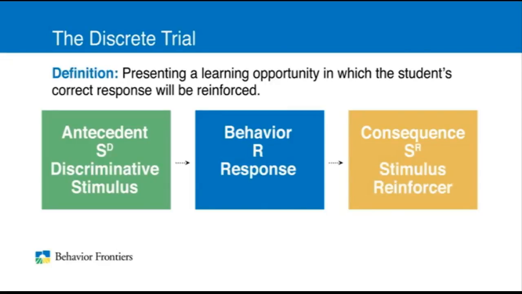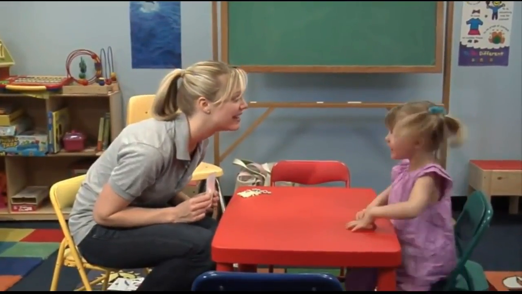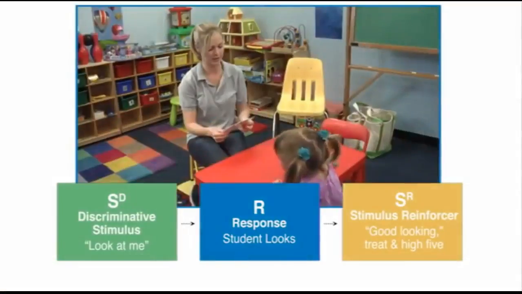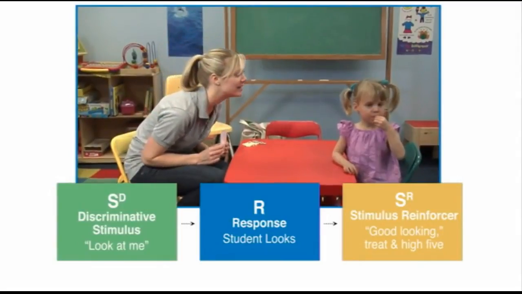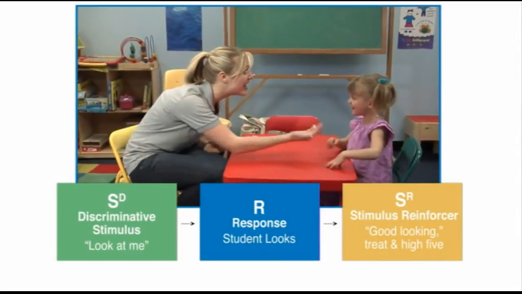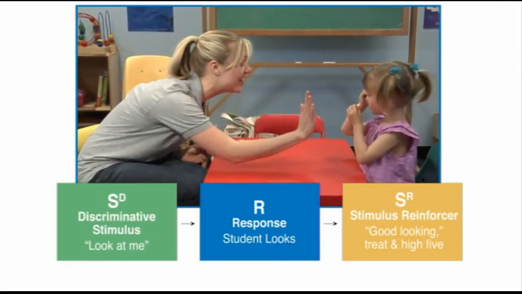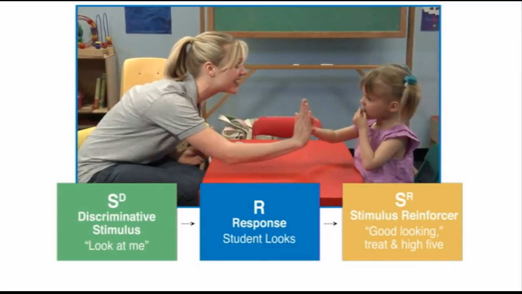Here's an example of a discrete trial. Look at me. Good looking! High five. As you saw, the SD was the instructor saying, "Look at me." The response was the student looking at the instructor, and the stimulus reinforcers were the instructor saying, "Good looking," giving a food treat and high-fiving the student.